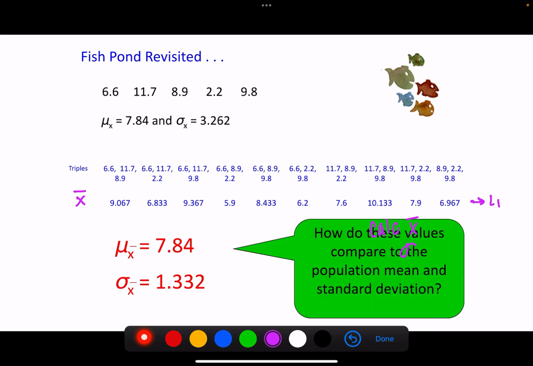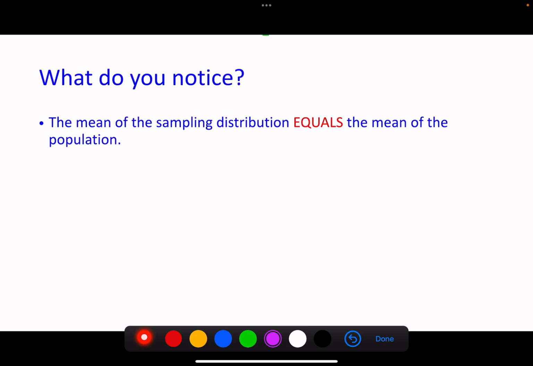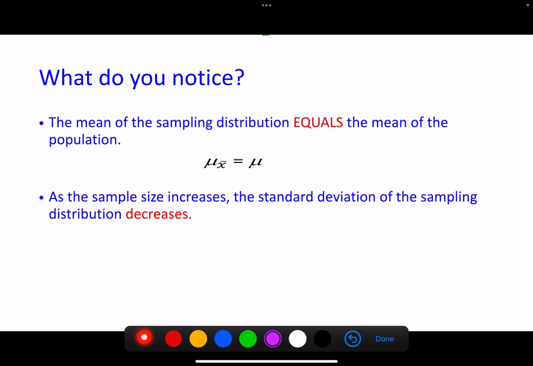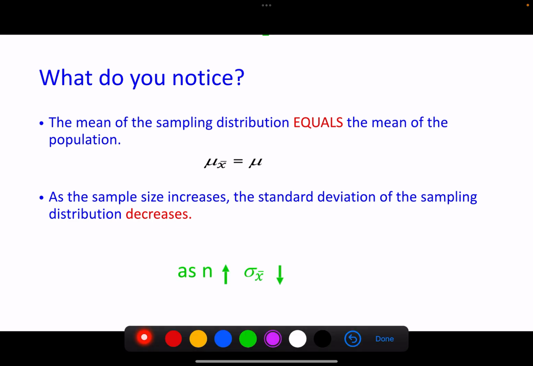So how do these compare? Your means are equal, and our standard deviation also decreased yet again. So what did you notice? The means of the sampling distribution equal the means of the population. And as the sample size increases, the standard deviation of the sampling distribution decreases. So as your N gets larger, your standard deviation decreases.